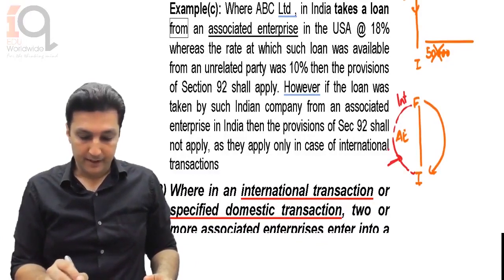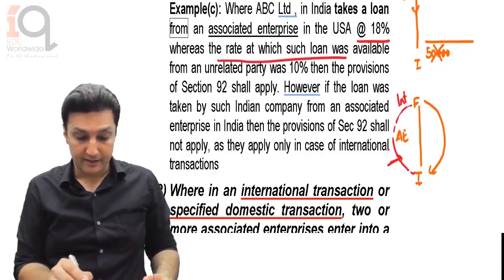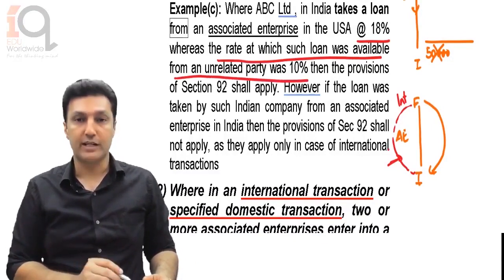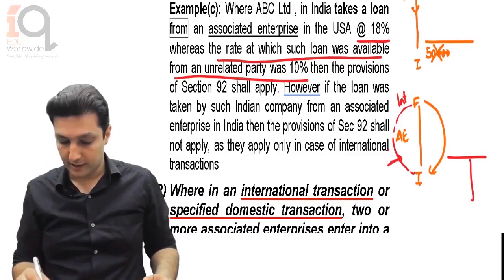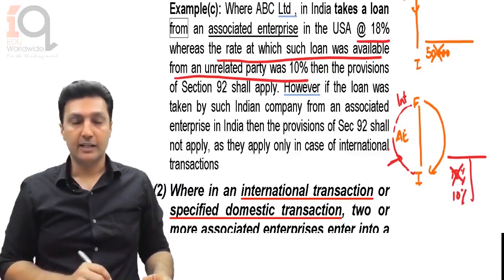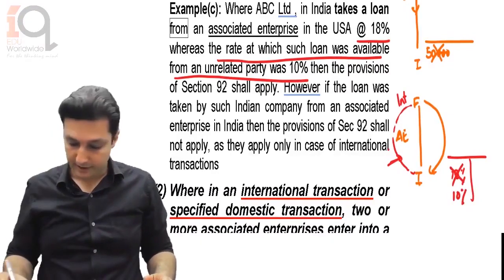So he says it is at 18%, whereas the rate at which such a loan was available from an unrelated party was 10%. So you've shown interest at 18%. He will now recalculate it by taking interest at 10%, thereby increasing your income.